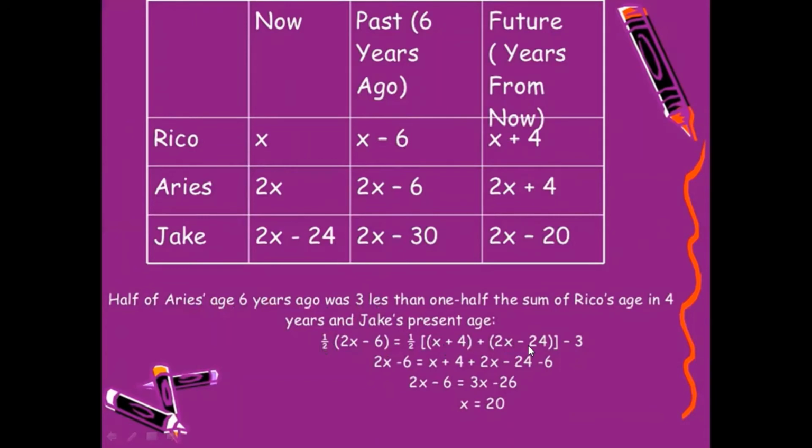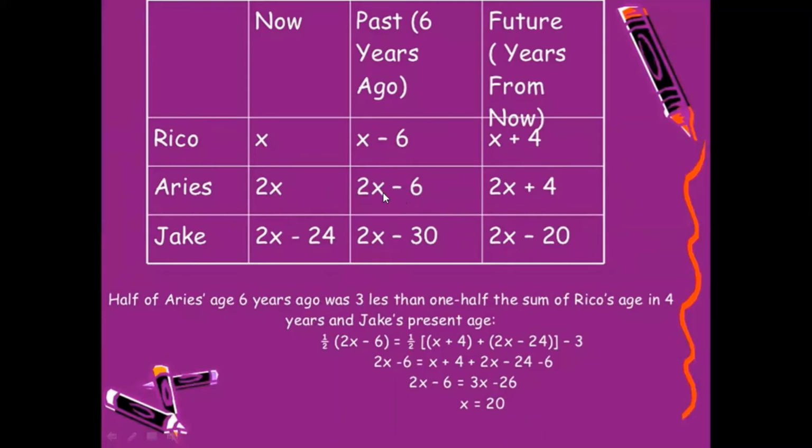And the second person is Jack, and we will have to subtract 3. How? Once again, look at this. Half of Aries age. So we will have to locate the Aries age, that is 2x plus 6. So half of the Aries age is 1 by 2 of the Aries age 6 years ago. Once again, look at this. Half of Aries age 6 years ago. So first we'll have to locate the Aries age 6 years ago. This one is 6 years ago.